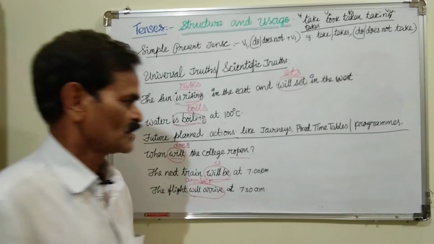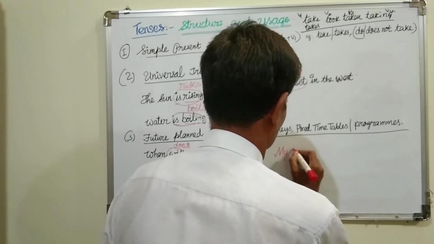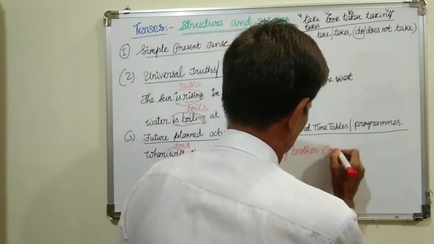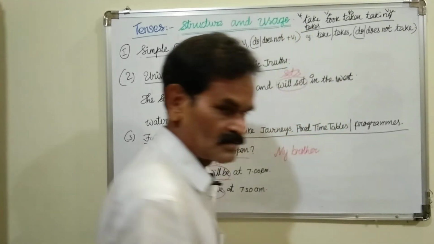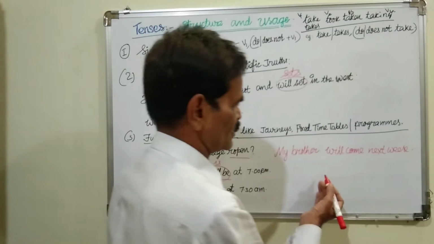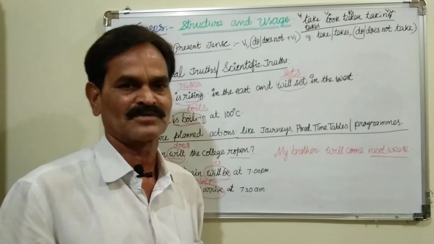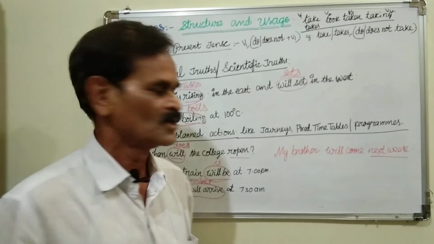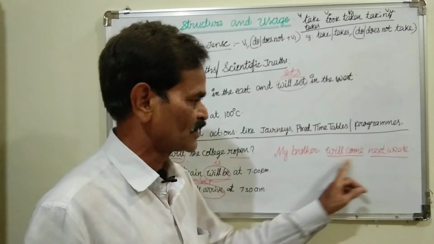And suppose my brother will come next week. Next week is future. It is a future time. Tomorrow, next week, next month, next year, 2025, 2022, they are all future times. We must use future tense only, that is shall or will helping verb plus V1.